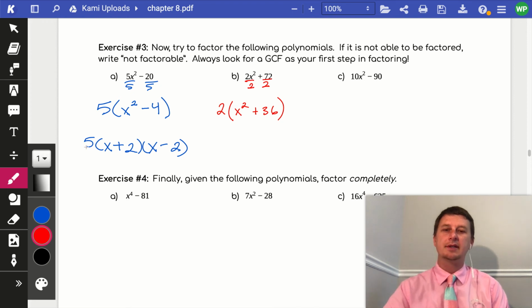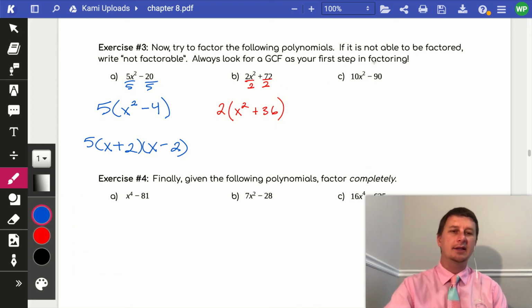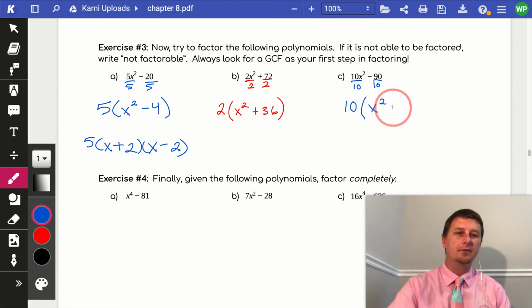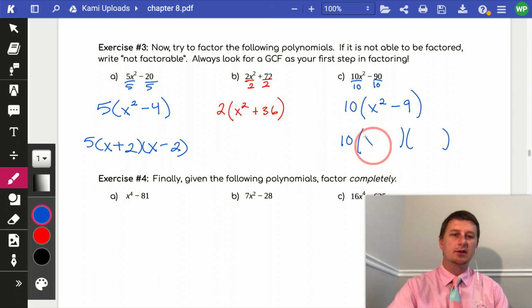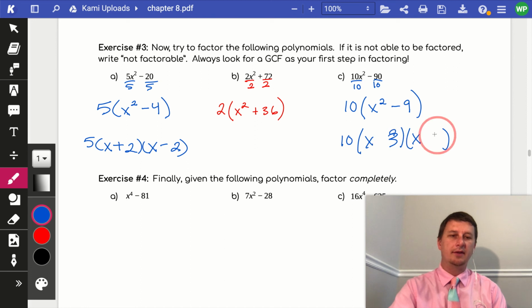And now finally in part C, we have 10x squared minus 90. Once again, do we have a GCF? Both those numbers end in 0, so that should be a simple one to say that that's divisible by 10. And we divide each term by 10 to see what's going to be remaining inside these parentheses. And we'll have x squared minus 9. Now we're going to bring down that 10 over here. And this is definitely a difference of two perfect squares. So we're going to have x, and then the square root of 9 is 3.